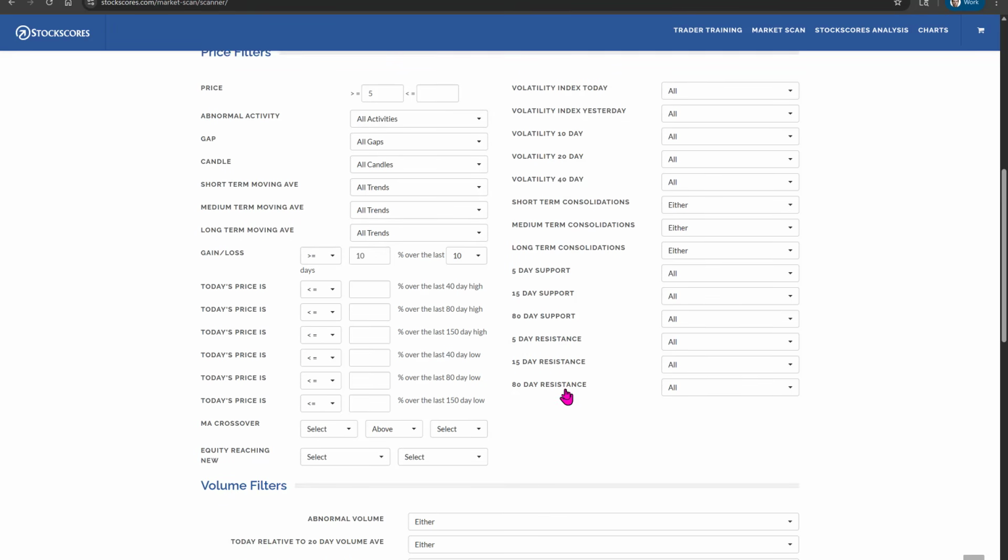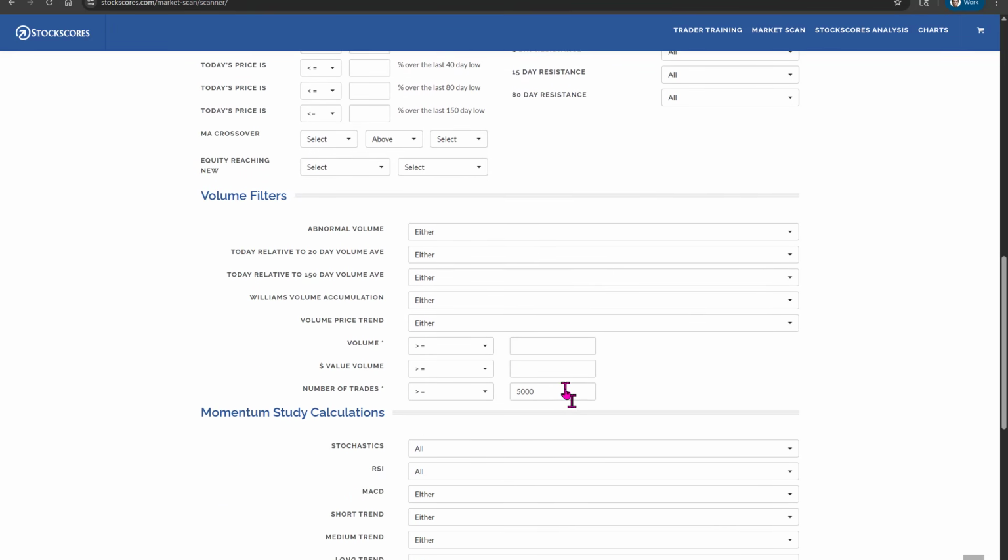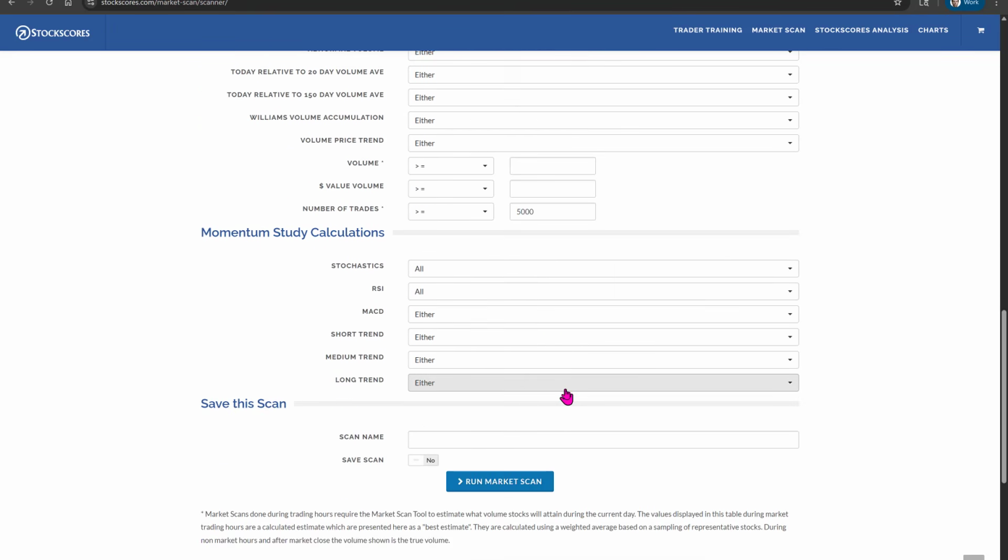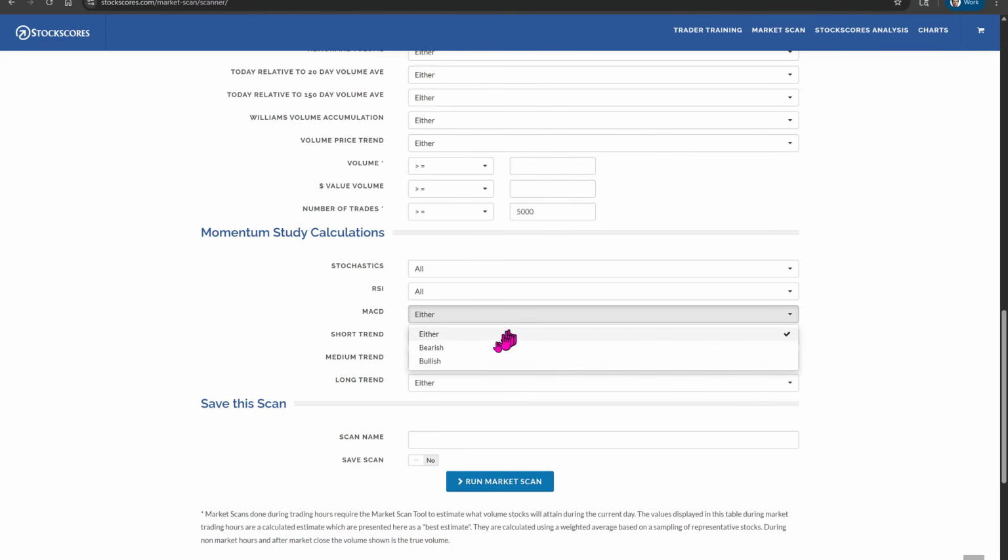All right, so let's get back into the scan here. I think we've got all we need. We've got a liquidity requirement. Let's set the MACD to bullish as well, because that means the momentum is starting to turn, and that can be helpful. Run the market scan.